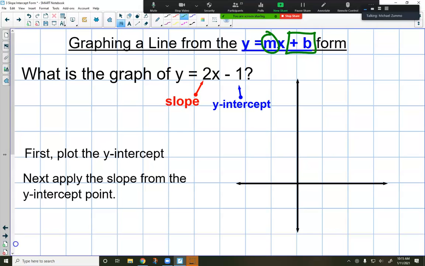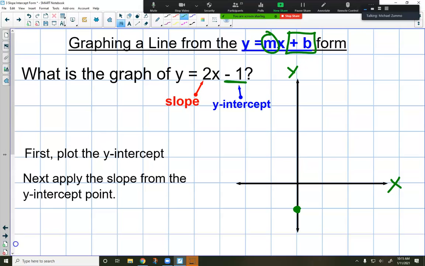First, we can plot the y-intercept. The y-intercept here is -1. That means it's the point where our line is going to cross the y-axis. Here is the x-axis, which goes across. Here is our y-axis, which runs vertically. All right, if we want to find -1 on the y-axis, that is right here. So I'm going to plot that point. That is the first step in drawing a line in slope-intercept form.